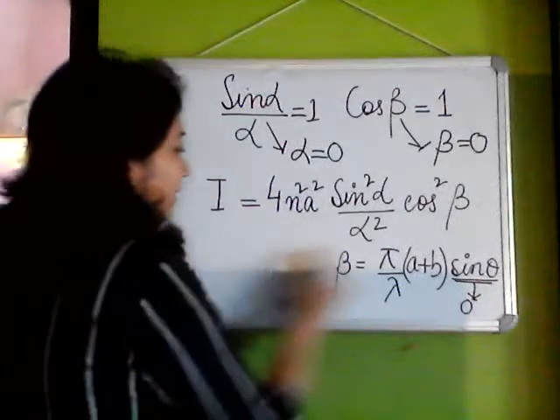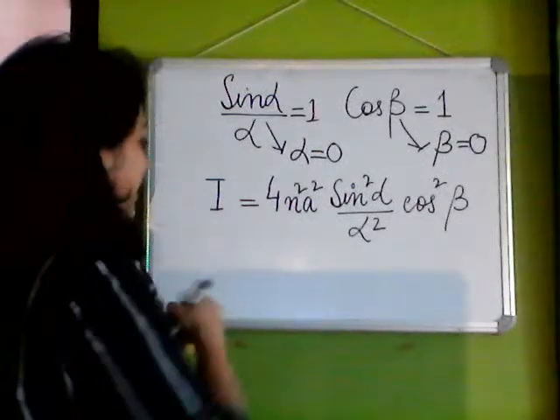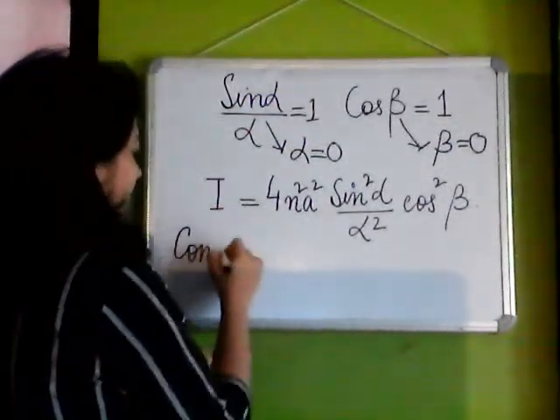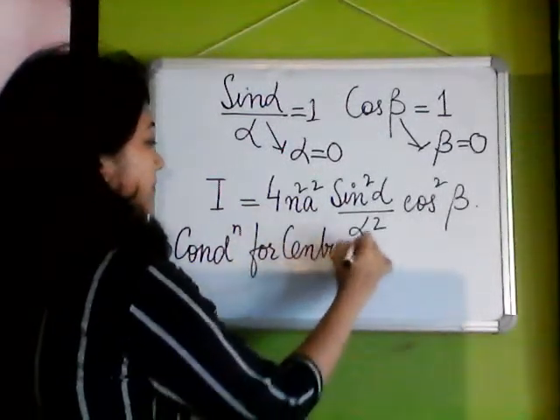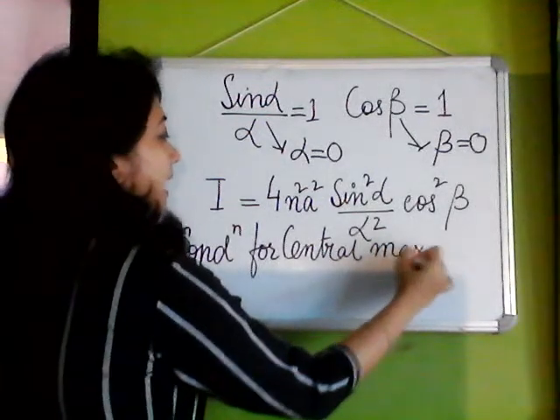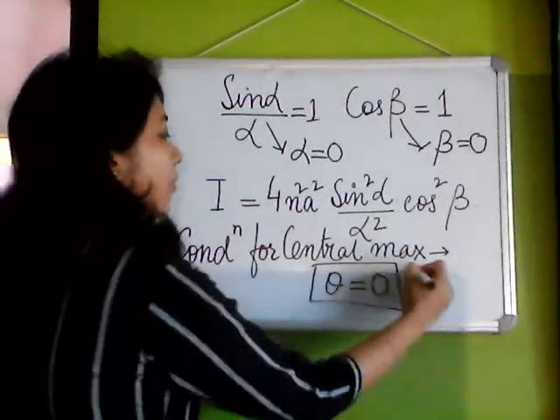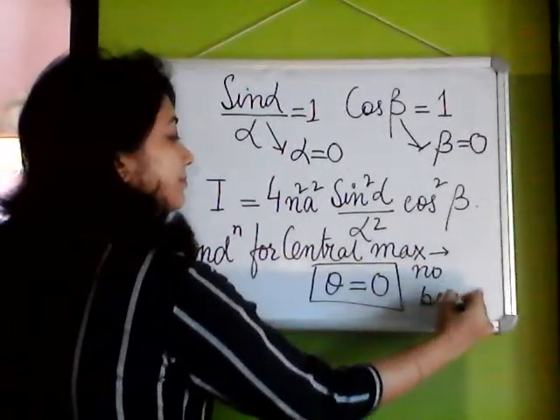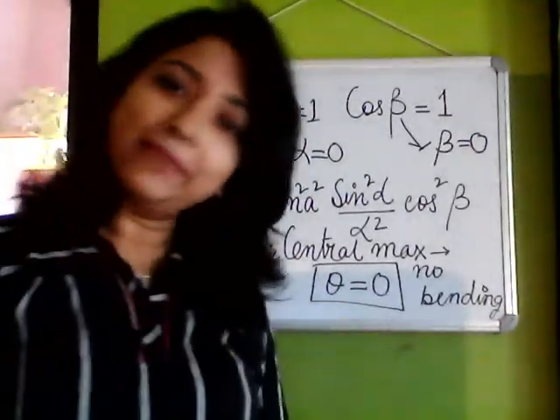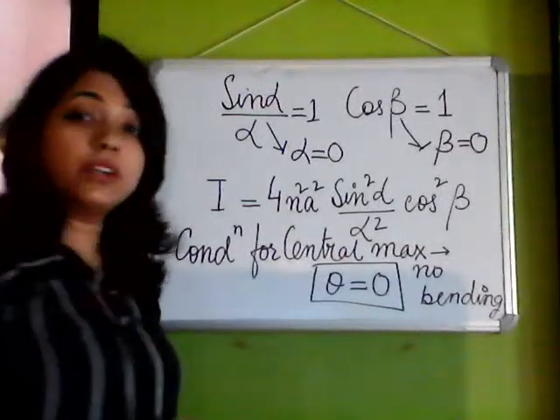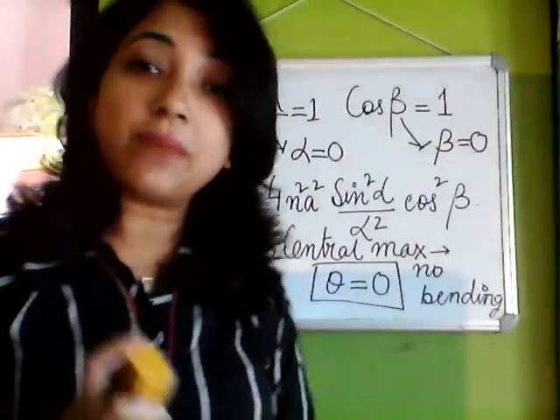So this was our condition. If I write it down as a precise condition, my condition for central maxima can be written as theta is equal to 0. No bending. This is very easy for us to realize as well. Fine. Now let us move forward to the next discussion, which is getting the conditions for maxima and minima.